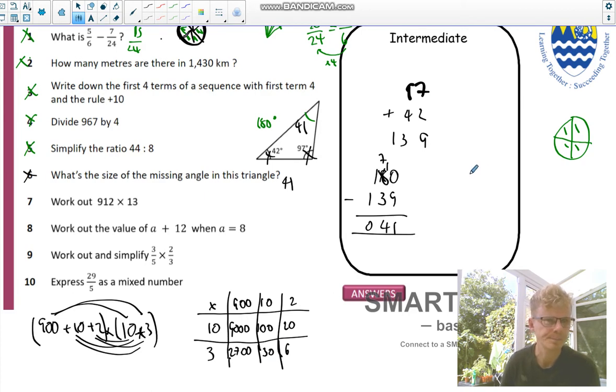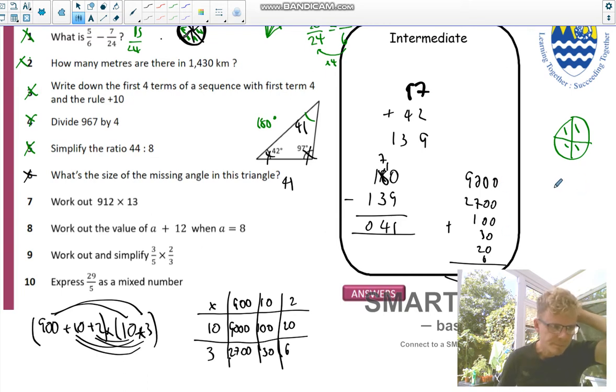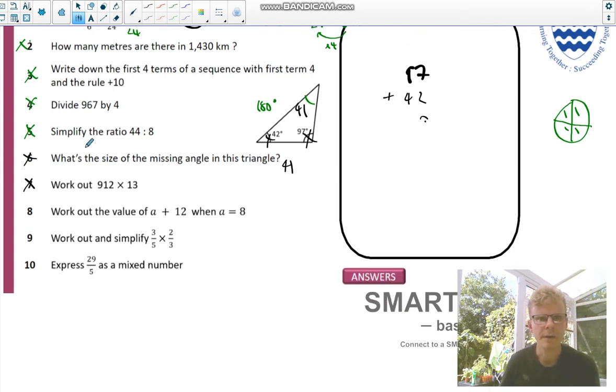Carefully add these up. So I've got 9,000. I've got 2,700. I've got a 100. I've got a 30. 20 and a 6. I'm going to add them up. My face is going to get in the way of this, isn't it? I'll draw the line here, but I'll do the numbers over here. So in the units, I've got, there you go, 6 units. In the tens, 5 tens. In the hundreds, 7 add 1 is 8. And then in the thousands, I've got 9 add 2, so that's 11. So 11,856.